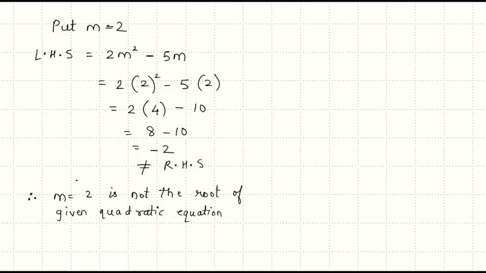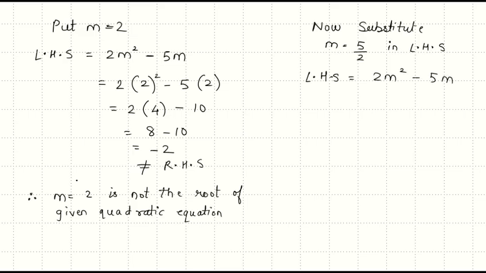Similarly, now substitute m is equal to 5 upon 2 in LHS. So what is the LHS? LHS is 2m square minus 5m. M we are taking as 5 upon 2 whole square minus 5 as it is and m as 5 upon 2. Solve this further.